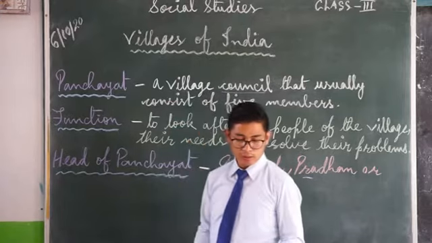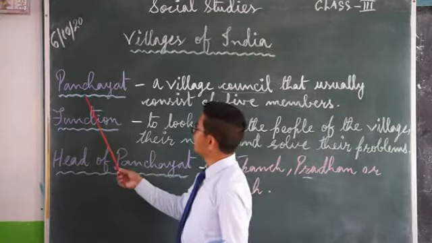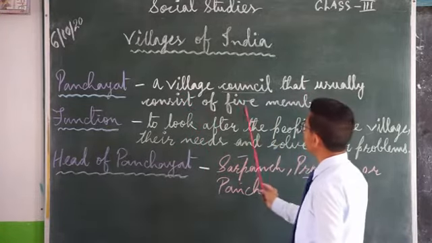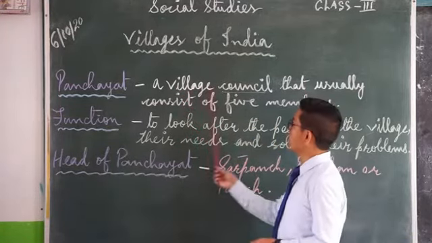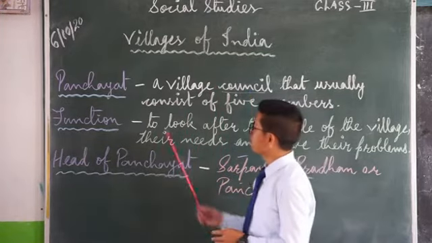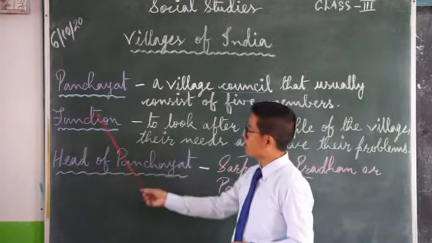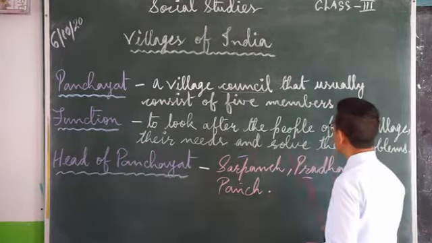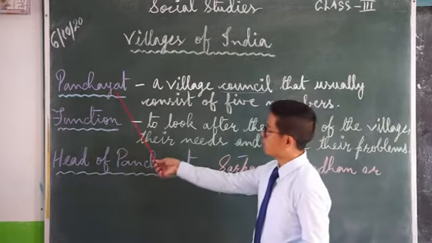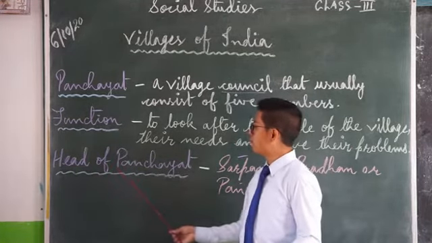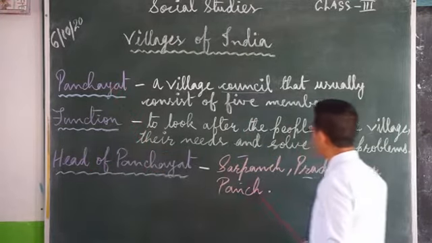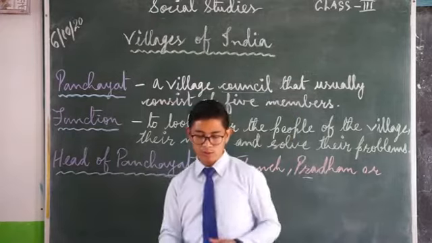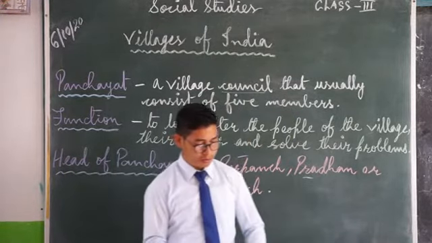We will continue, okay? So, the first thing I have written here, Panchayat. Panchayat, a village council that usually consists of 5 members, okay? A village council, council means here, committee. Now, its function is to look after the people of the village, their needs, and solve their problems. So, this is the function of Panchayat. Now, the head of the Panchayat is called Sarpanch, Pradhan, or Panch. Okay? So, we'll discuss this in brief here.